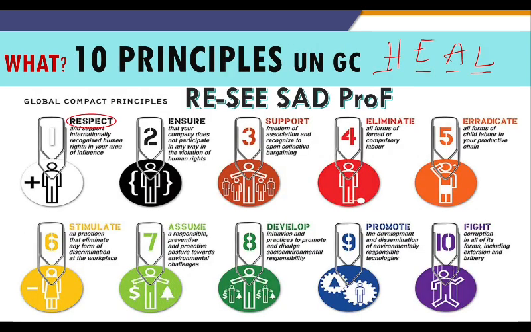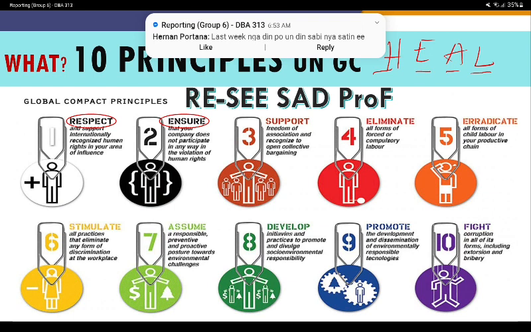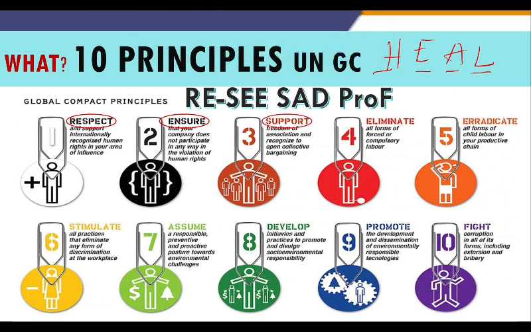respect, to support internationally recognized human rights, ensure that your company does not participate in any way in the violation of human rights, support freedom of association and recognize the right to collective bargaining, eliminate all forms of forced or compulsory labor, and eradicate all forms of child labor in your productive chain, stimulate all practices that eliminate any form of discrimination at the workforce, assume a responsible, preventive, and proactive posture towards environmental challenges, develop initiatives and practices to promote and divulge environmental responsibility, promote the development and dissemination of environmentally responsible technologies, and last one, fight corruption in all of its forms, including extortion and bribery.